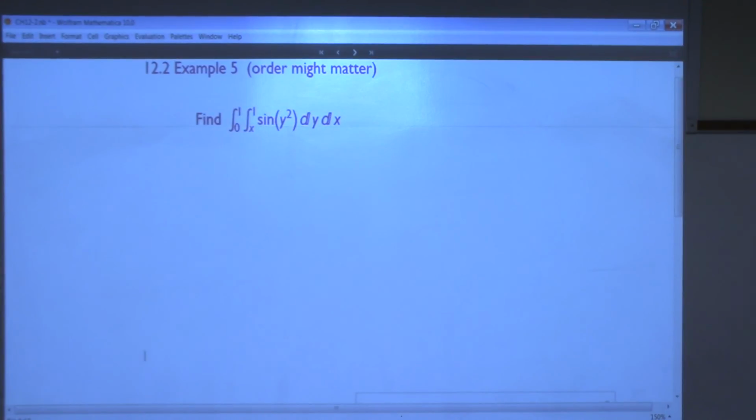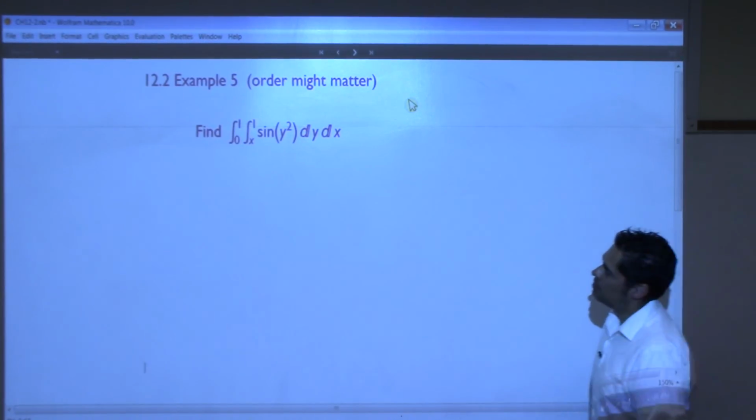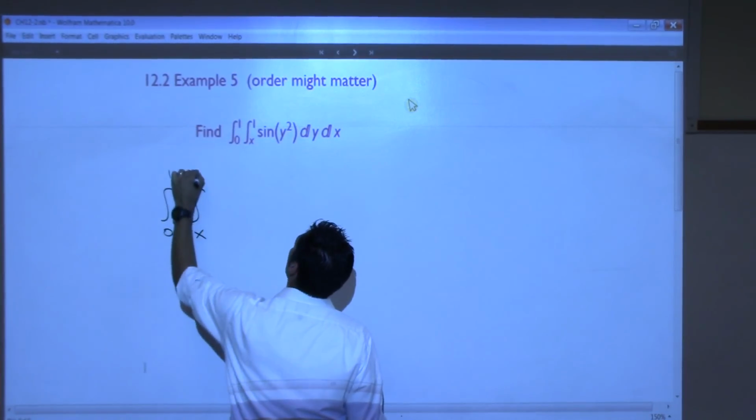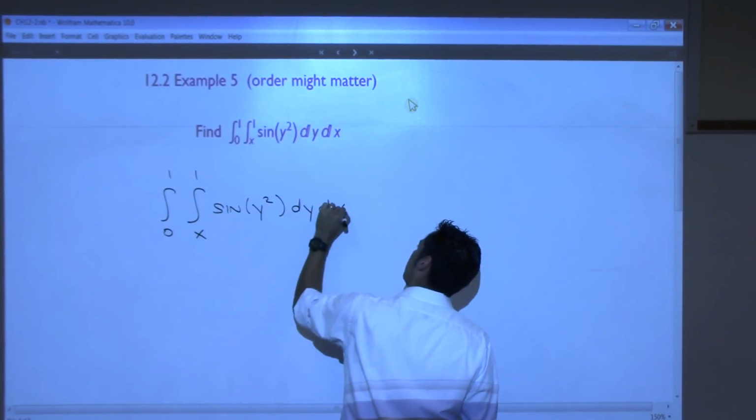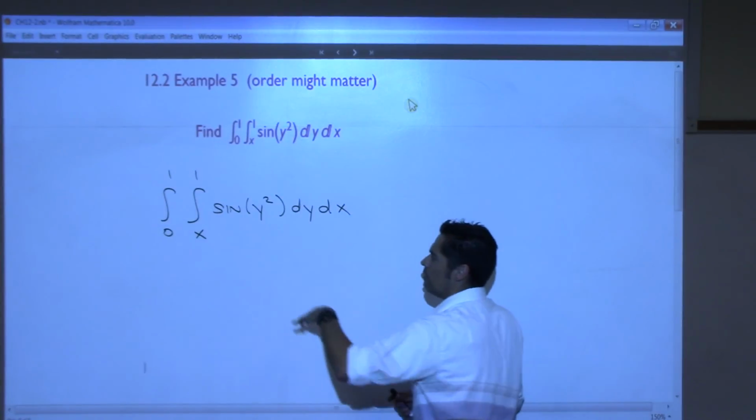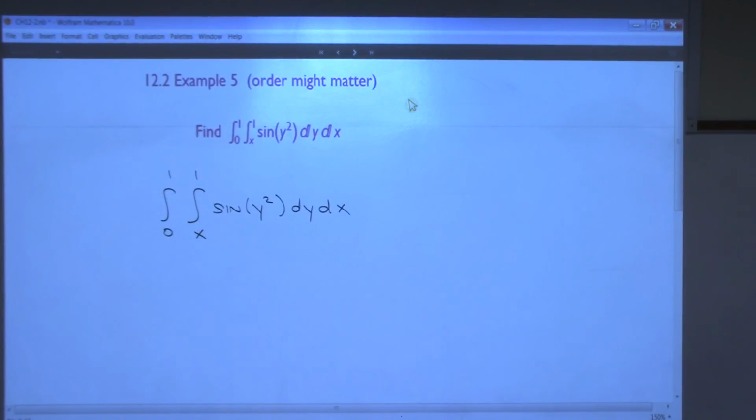Example 5. Order might matter. This looks harmless enough. I love this problem. This is outstanding. So you look at that and you're like, all right, sure. Trying to find the volume below this surface over some region, and I just have to be able to compute that, right? And then you go, wait a minute, what's the antiderivative of sine y squared?